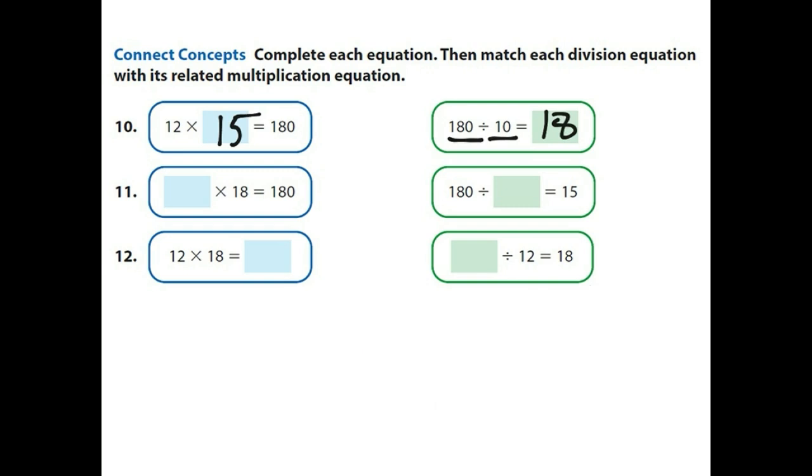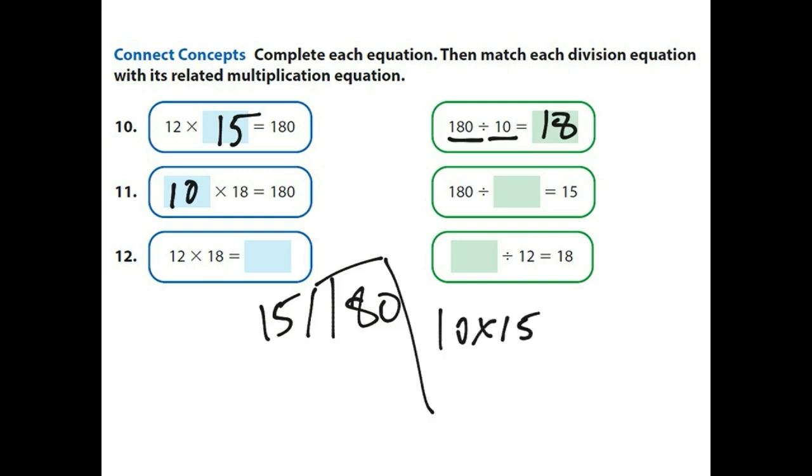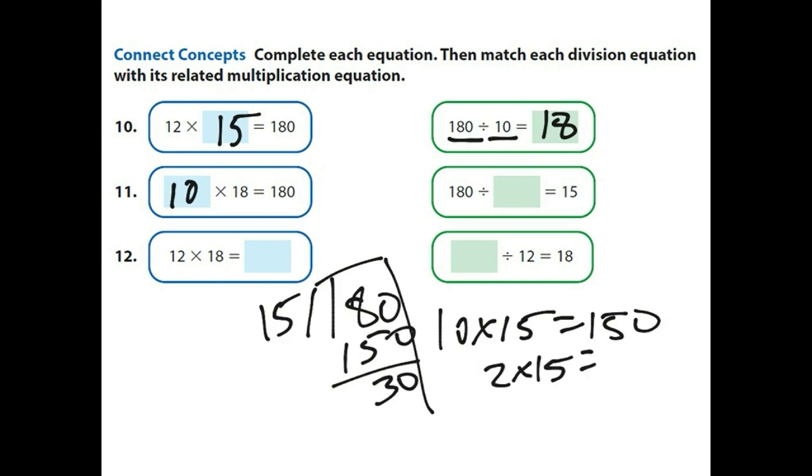Well, I hope you saw that 11 was a power of 10. Just needed to do 10 times 18. 180 divided by 15 is something. If I take 180 and divide it by 15, you can do 10. 10 times 15 is 150. It's going to be 30. Well, 2 times 15 is 30. So we're going to have 12. So 180 divided by 12 is 15.